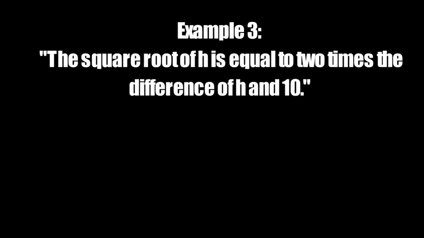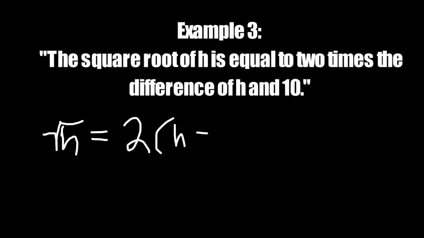And last but not least, example number 3. The square root of h is equal to 2 times the difference of h and 10. So it says the square root of h, so it's going to be square root of h is equal to, so equal to 2 times the difference, meaning subtraction, so 2 times h minus 10. And there you have it, all 3 examples completed.